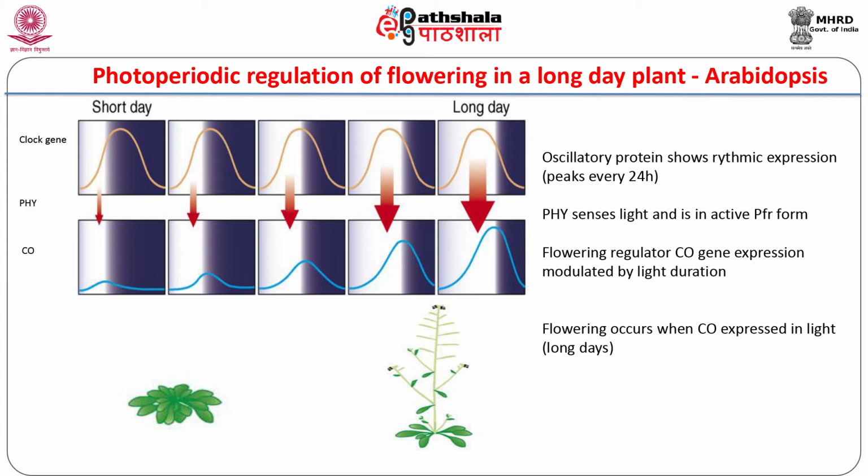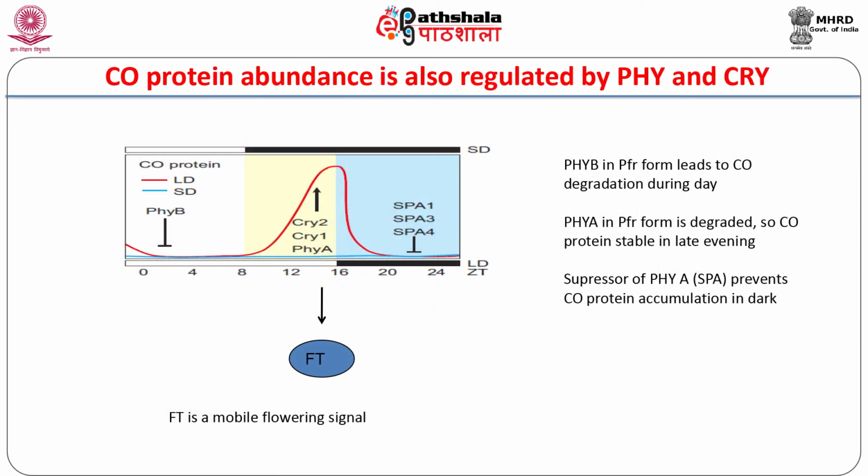Besides acting at the transcription level, phytochromes also affect the stability of CO protein. The active Pfr form of phytochrome is known to bring about proteolytic breakdown of CO.